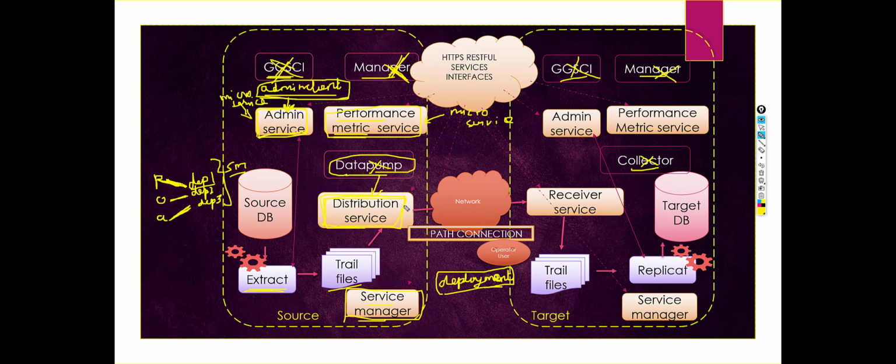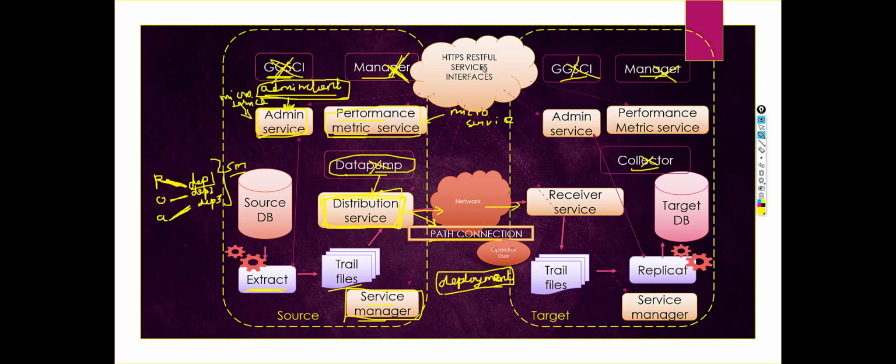So this distribution service is one replacement for all the multiple data pumps that we use in the older architecture. In the older architecture we can use multiple data pump processes, but in 23 AI this one distribution service can handle multiple requests, and it also acts as a network path. We need to create a path connection, and this distribution service will identify the path connection. It will send all the trail files over the network.